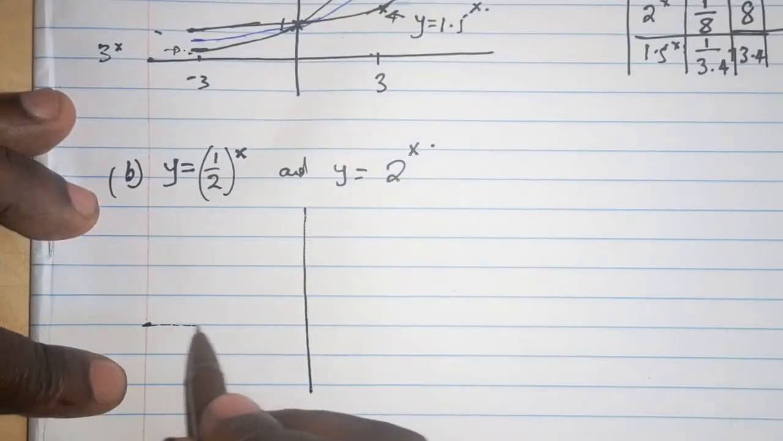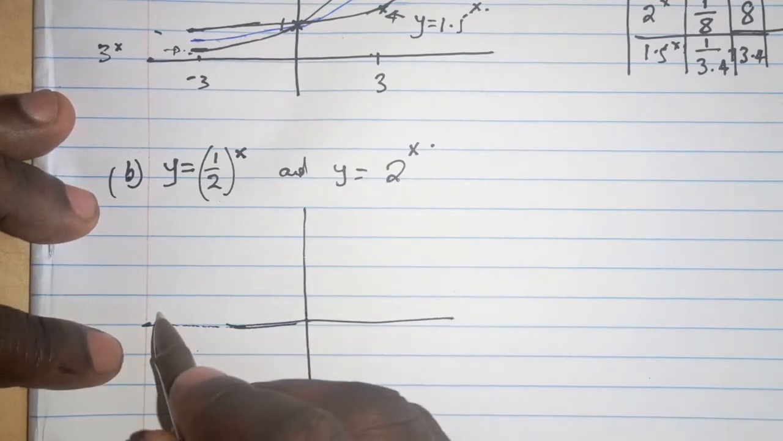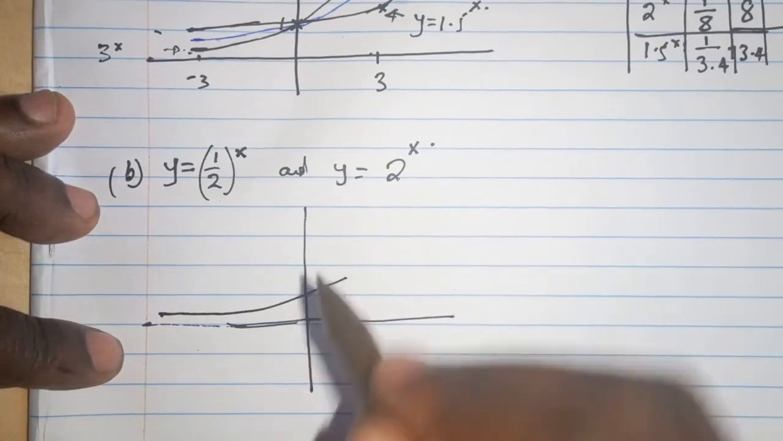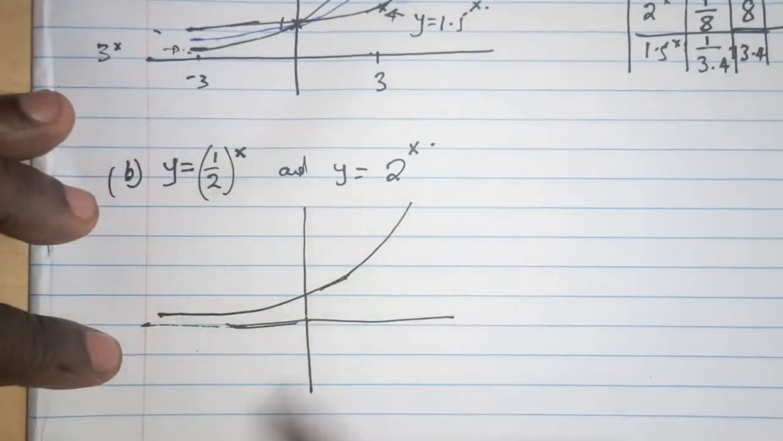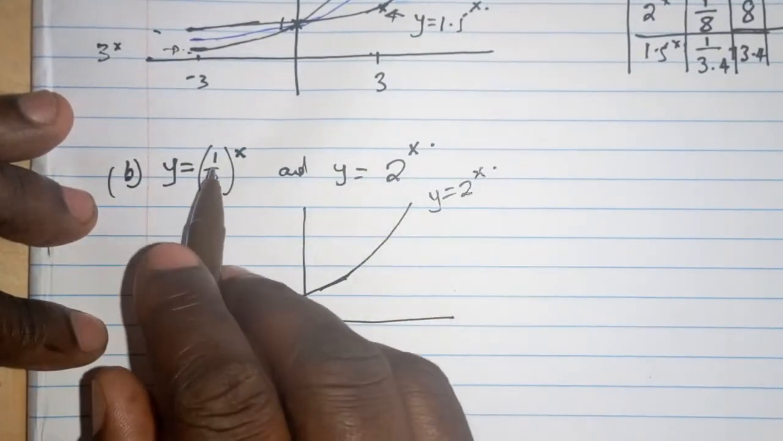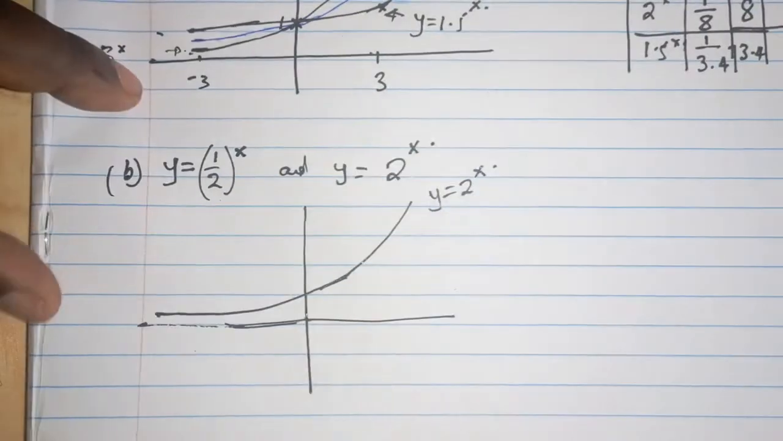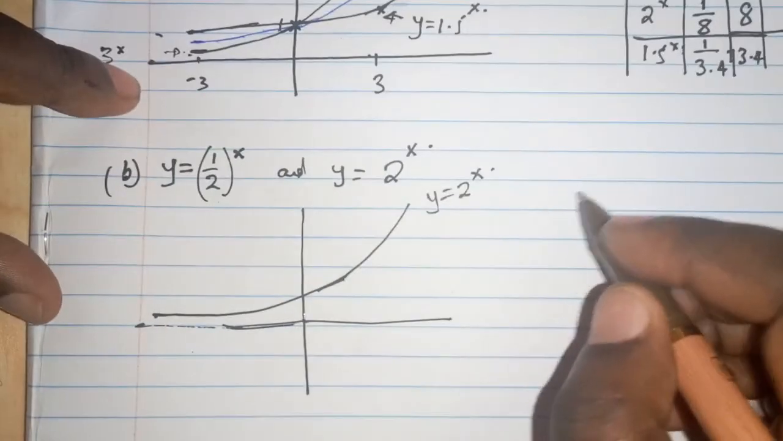So we have no issue with the graph of y equals 2 raised to power x. It is just passing through 1 there and continuing. This is the graph of y equals 2 raised to power x. But it is the graph of a half raised to power x that is going to be a bit of a problem. How? Let's see.